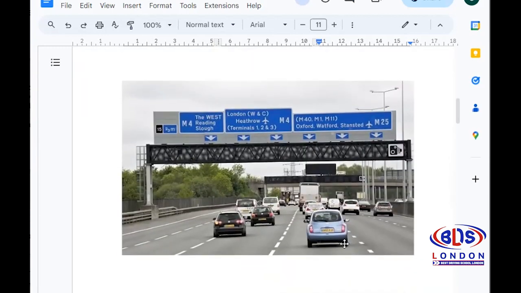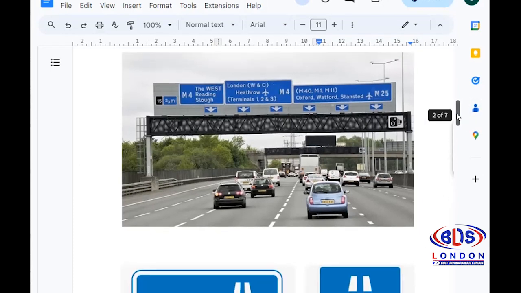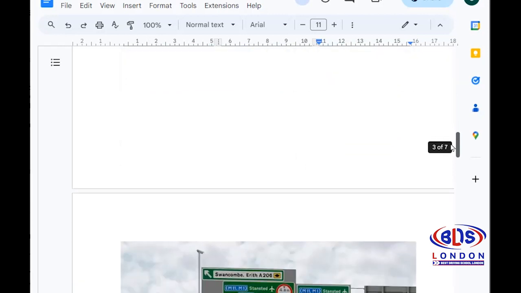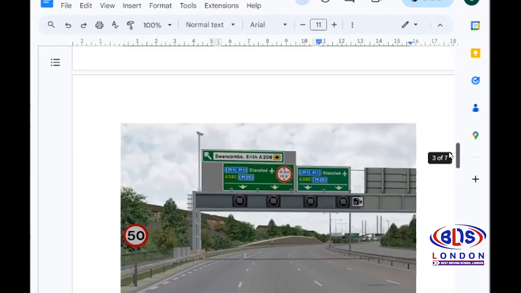This picture I'm showing you at the moment is motorway signage. It's all blue. You can see that on the picture. The signage is blue, and the actual sign telling you you're going onto a motorway is at the bottom of the image that I'm showing you at the moment. Then on an A route, the signage goes green.